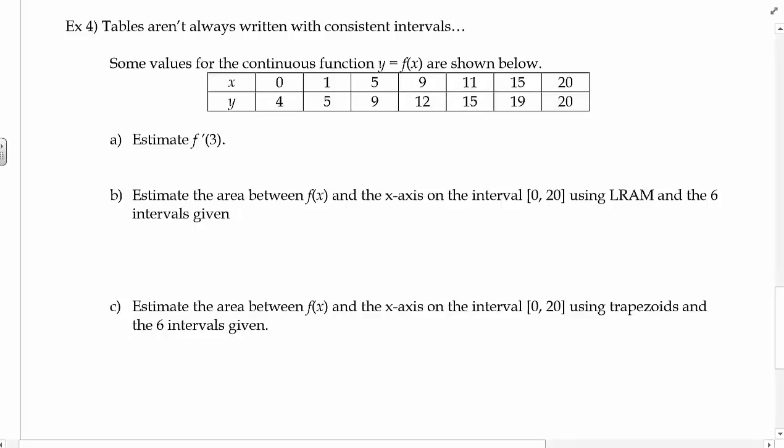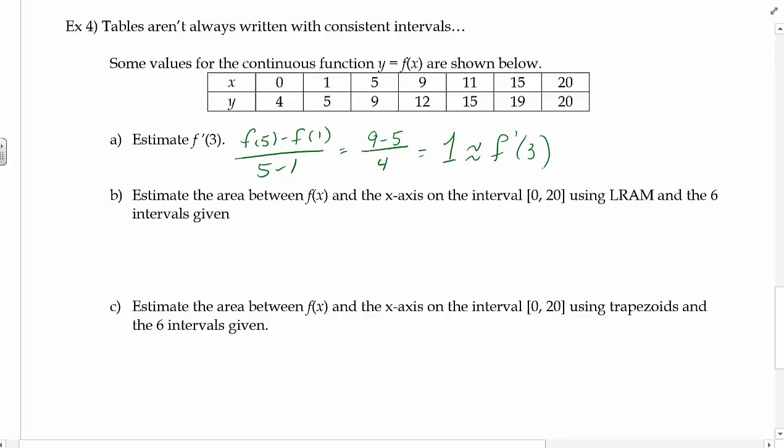All right, well, f prime of 3 is in the middle of 1 and 5. If you want to estimate f prime, I'm going to do f of 5 minus f of 1 over 5 minus 1. That has nothing to do with what we're talking about, but it's a good reminder. So I have 9 minus 5 over 4, which is 1. There you go. There's an estimate for f prime of 3.